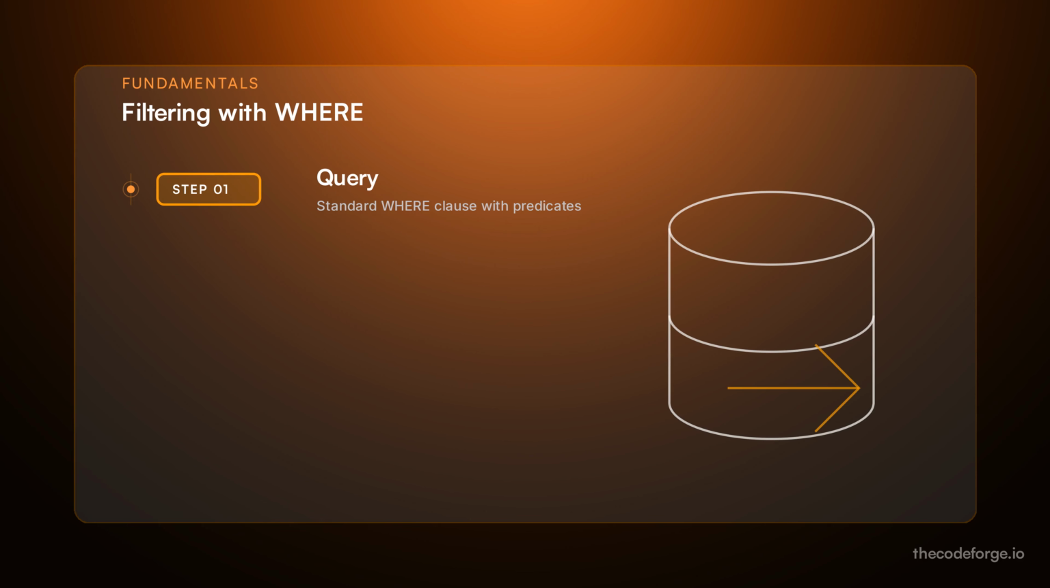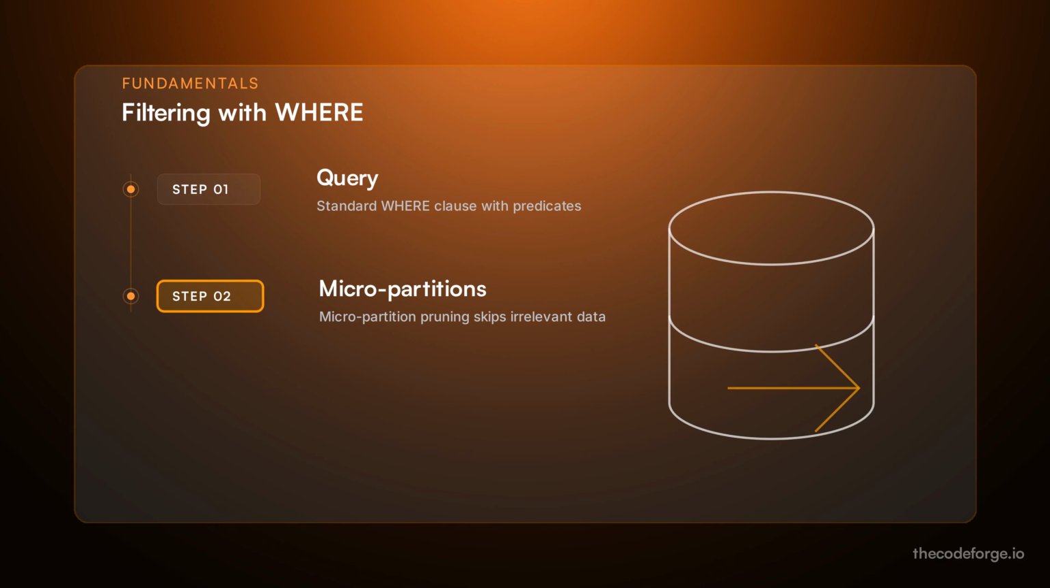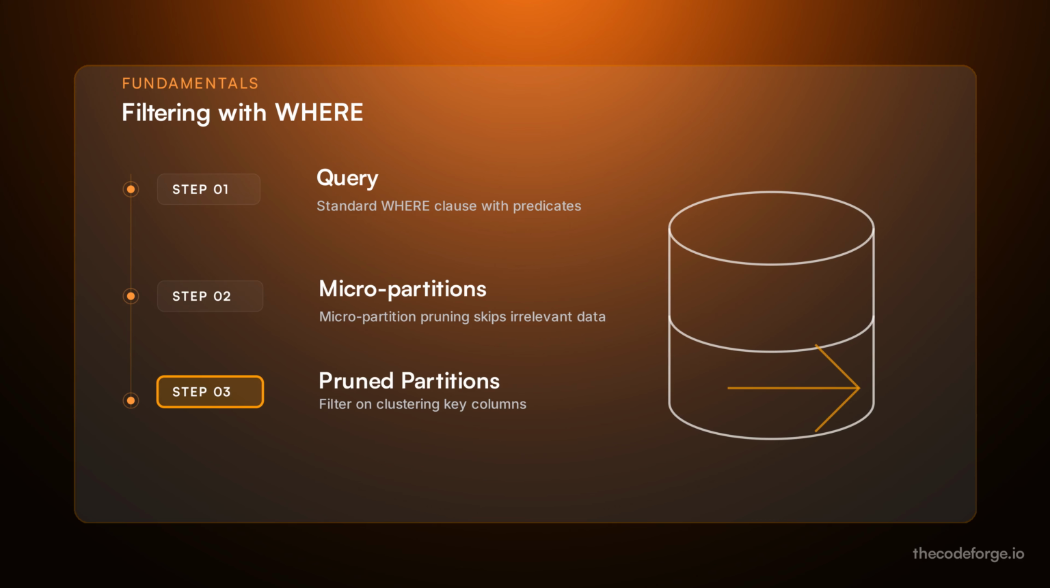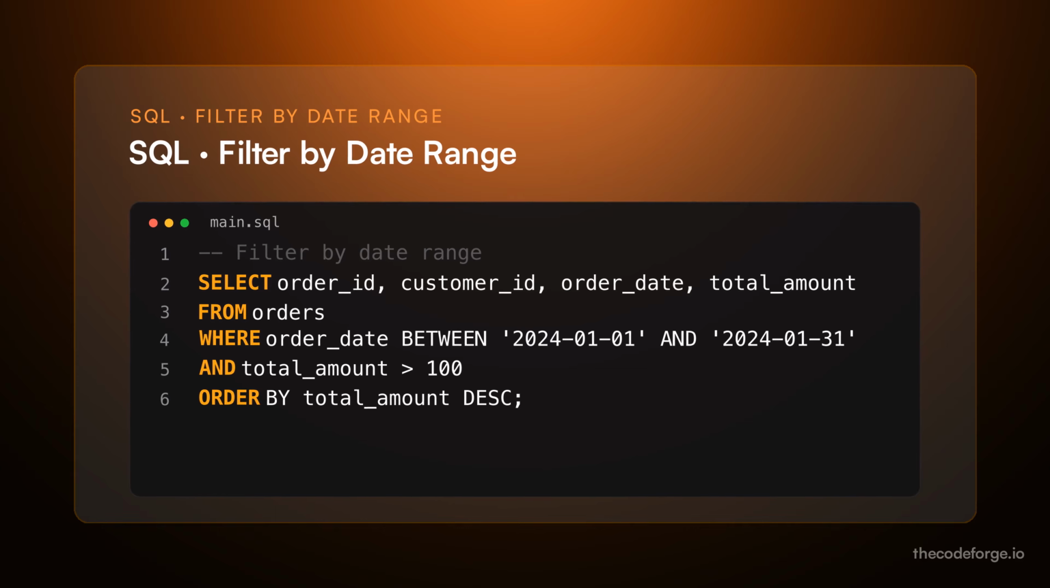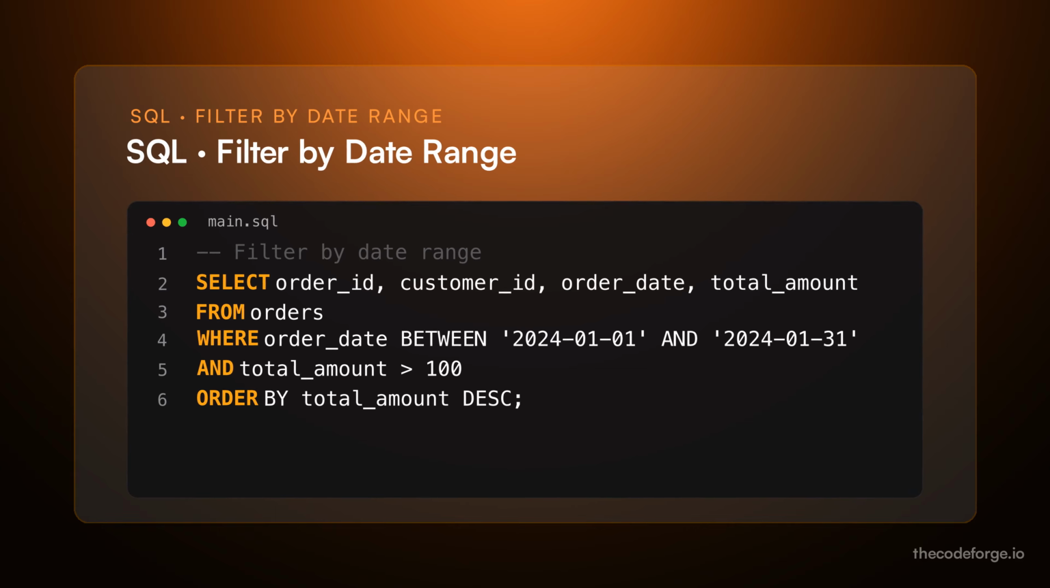Filtering a query in Snowflake uses the standard where clause. Micro-partition pruning automatically skips irrelevant partitions based on your filter conditions. For optimal performance, filter on clustering key columns and use explain to verify pruning works. This query filters orders within a date range and only includes orders over $100. Notice the use of between and a comparison operator. In production, use explain to see if partition pruning is happening.